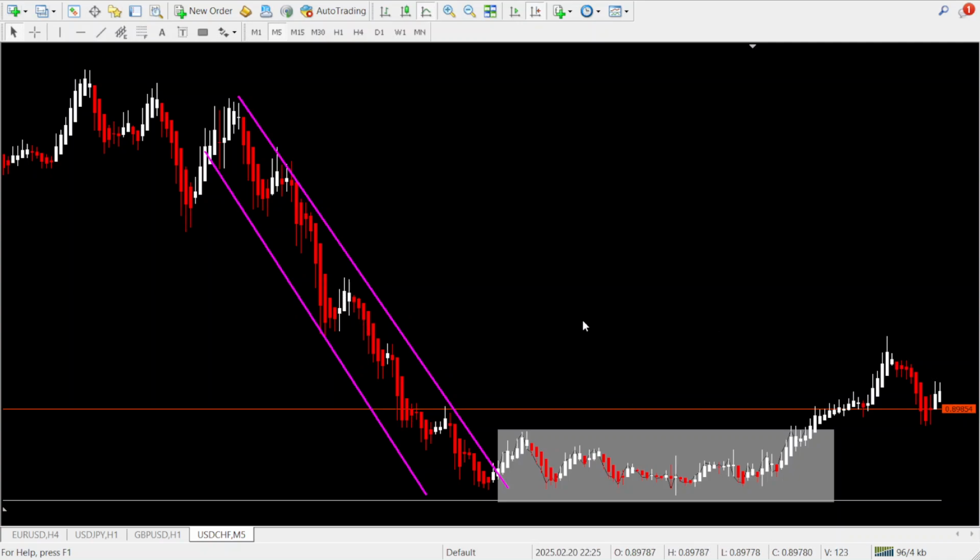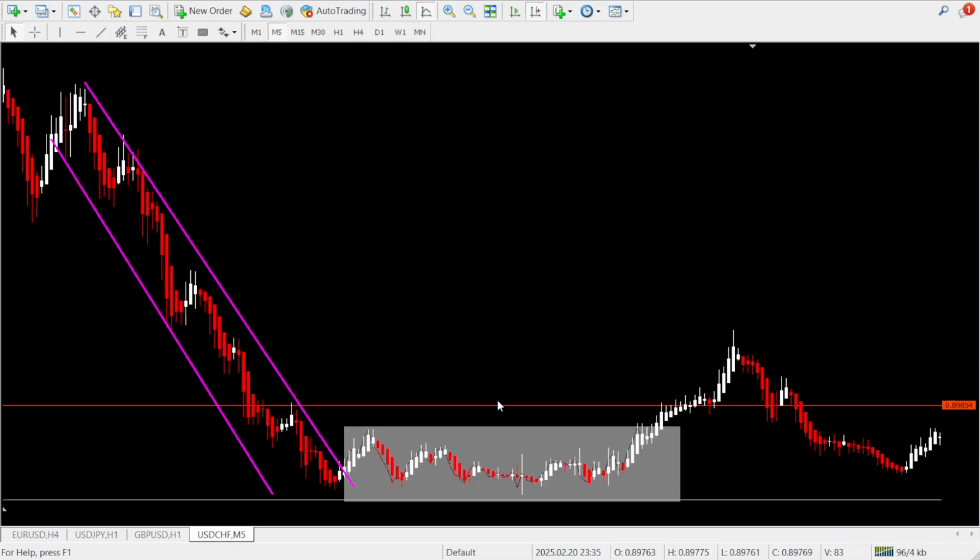Then spotting reversals. Reversals are one of the most important things to spot in any market. With Heikin Ashi candles, a reversal is typically marked by a change in color from a series of white to a series of red, or from a series of red to a series of white.